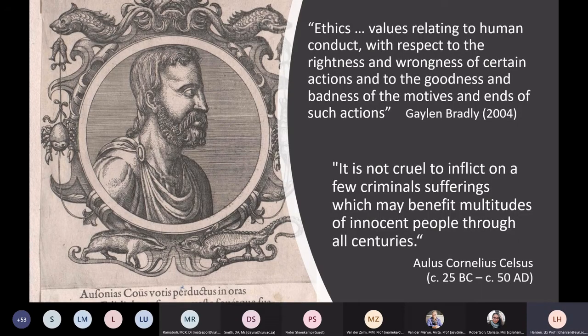Right? So if ethics deals with values relating to human conduct with respect of rightness and wrongness of certain actions and to the goodness and badness of motives and ends of such actions, it is as old as human civilization itself. Medical or then research ethics, not so much. Although the ethical quandary was already clear in the first century physician Celsus' comment that it's not cruel to inflict on a few criminals sufferings which may benefit multitudes of innocent people through all centuries. But fortunately, ethics regarding research on human subjects also changed considerably since Celsus' time, but it was a long and arduous journey.